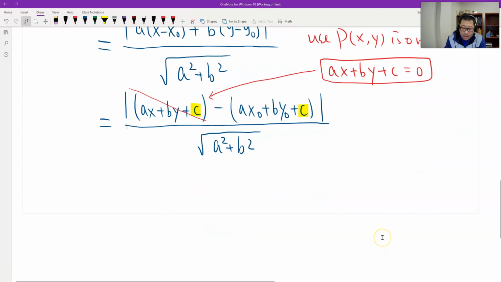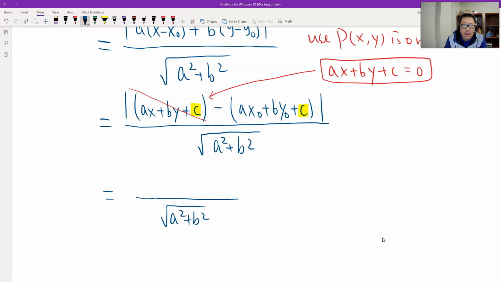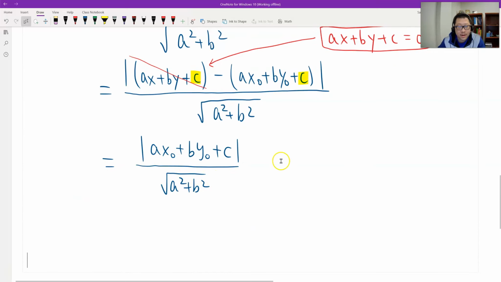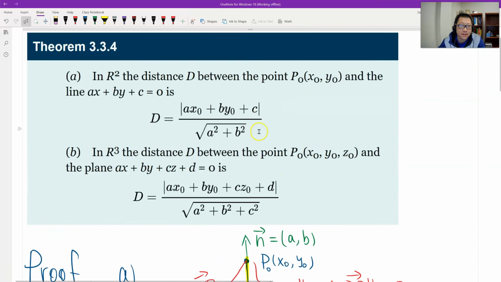And then we get the result. The result should be this way. The denominator is the square root of a squared plus b squared. The numerator is the absolute value; the negative I can just cancel. So ax0 plus by0 plus c. Yeah, is this the formula? So we check the distance is this. Is this the formula? Okay, you check.